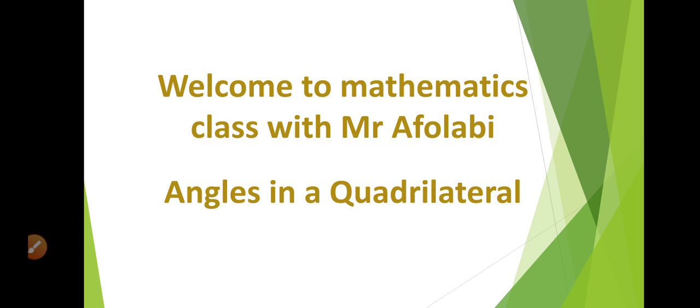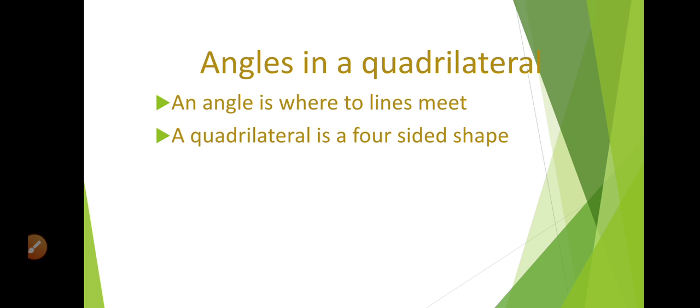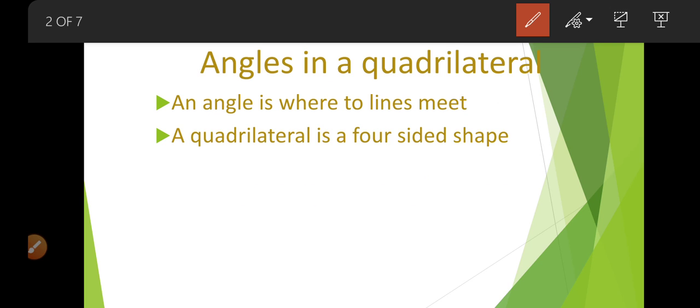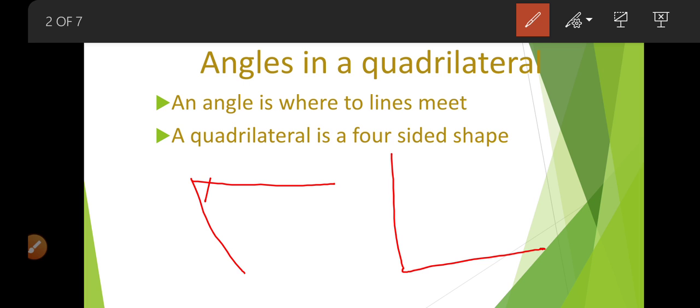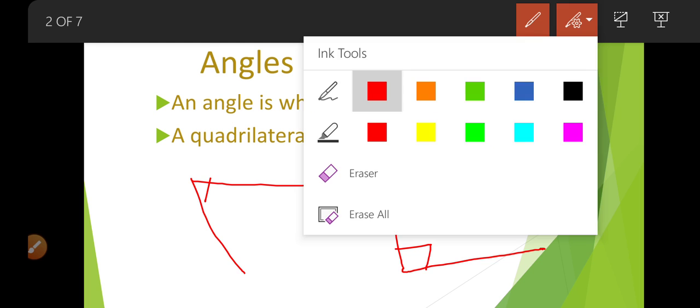Angles in a quadrilateral. So let's quickly do some revision on what is an angle and what is a quadrilateral. An angle is where two lines meet. If you have this to be a line and this to be another line, they meet here, the place at which they meet, an angle has been formed, and that is the angle. If you have another line to be this, and also have another line to be this, another angle has been formed, which is this. So that means an angle is where two lines meet.